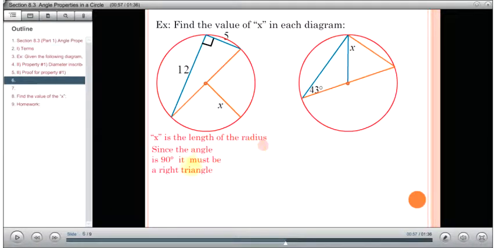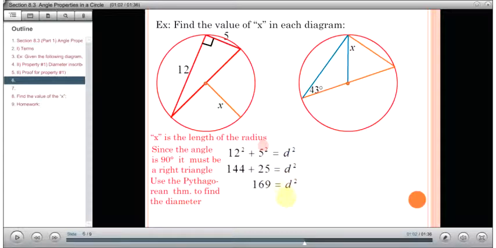So since the angle is 90 degrees, this must be a right angle triangle, which means we can use Pythagoras to figure it out. 12 squared plus 5 squared, 144 plus 25 is 169, square root of both sides, you get 13. So the diameter is 13, and half of that is the radius, which is 6.5. So there you go.